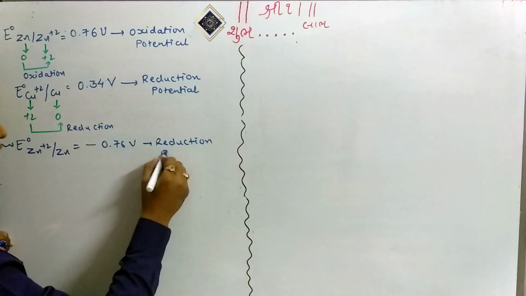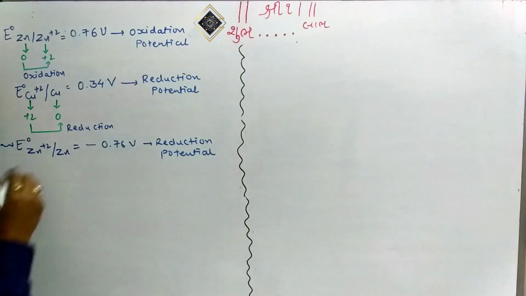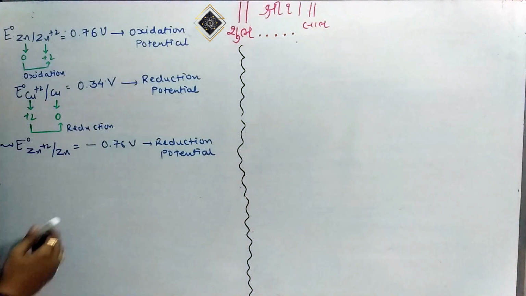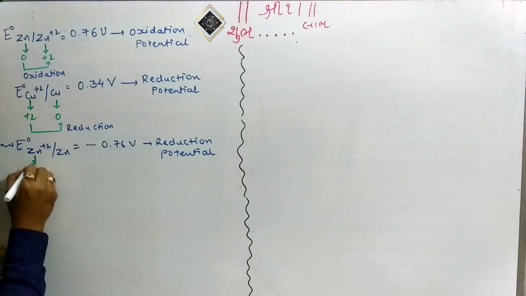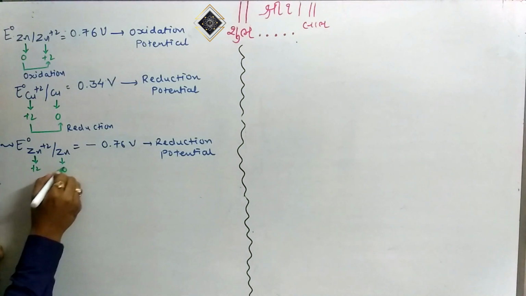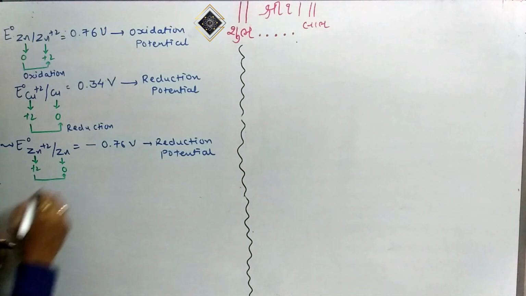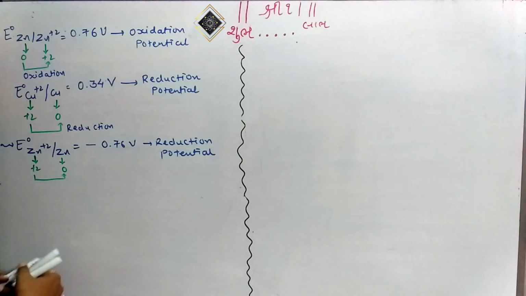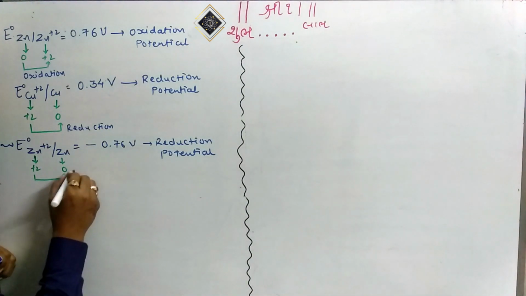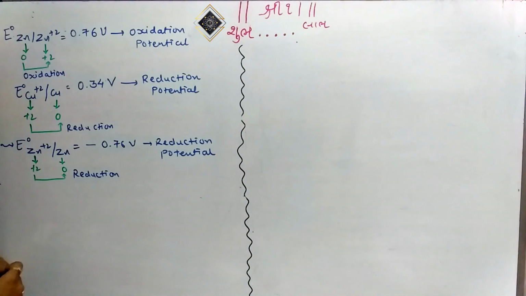Then check whether it is a reduction or not. Once again, write down the oxidation number: +2 here and here it is 0. That means the oxidation number changes from +2 to 0, it decreases. The given reaction is a reduction reaction. Therefore, the given potential is a reduction potential.